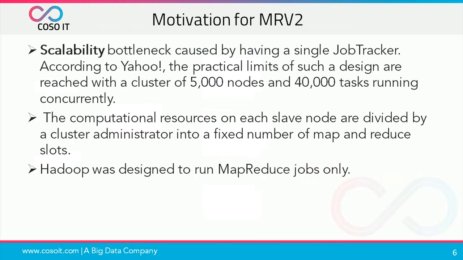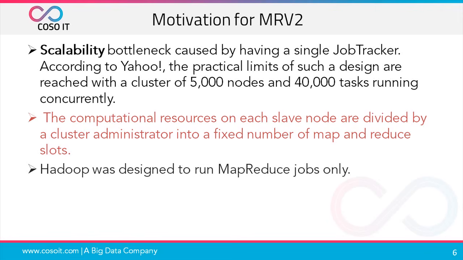Let us see the motivation behind Mapreduce version 2, or what are the limitations of Mapreduce version 1. First is the scalability bottleneck. So the large Hadoop clusters reveal the limitation involving a scalability bottleneck caused by having a single job tracker. And according to Yahoo, the practical limits of such a design are reached with a cluster of 5,000 nodes and 40,000 tasks running concurrently.